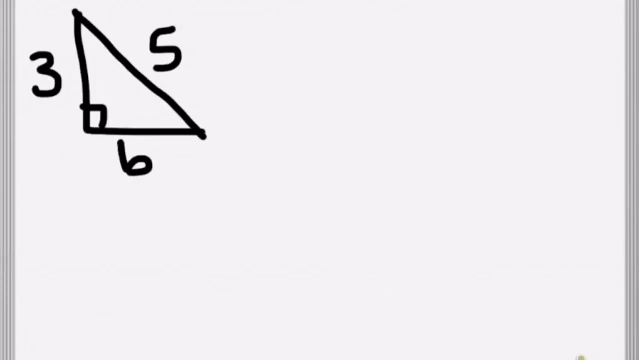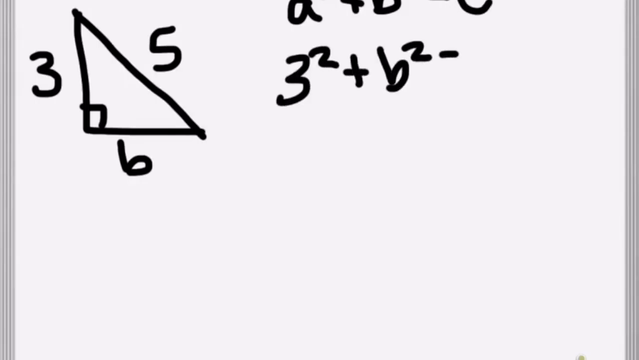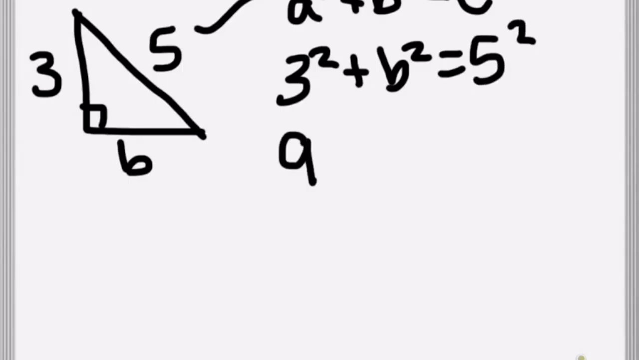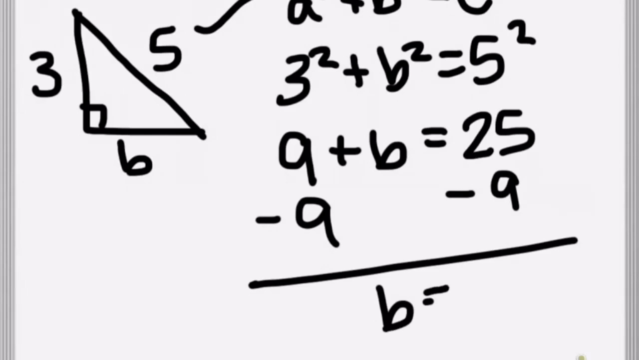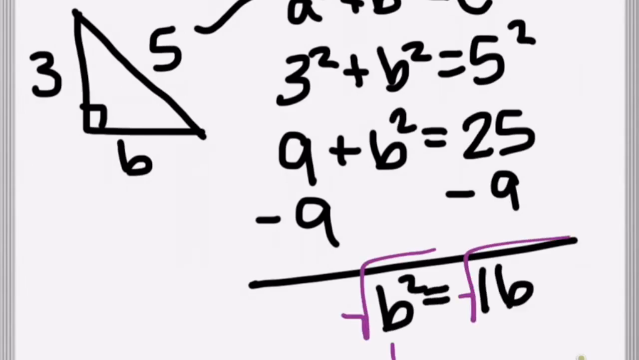Here's another one. This time our missing side length is b. So when we substitute into the Pythagorean theorem, we're going to leave the b variable alone, and we're going to substitute our hypotenuse of 5 in for c. So 3 squared equals 9, the b squared stays, and 5 squared equals 25. So we end up with b equals 4.